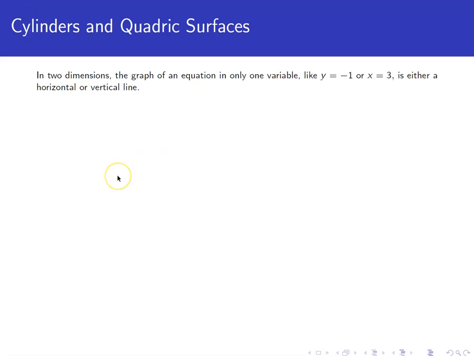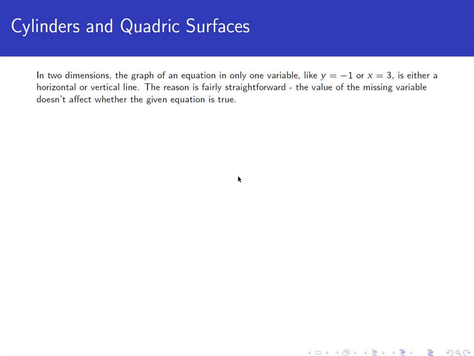In this video, we're going to introduce cylinders and quadric surfaces. Back when you studied graphing in 2 dimensions, you certainly investigated graphs of equations that have only one variable in them, like x equals 1, like y equals -1 or x equals 3. And these turn out to be either, in the first case, a vertical line, in the second case, a horizontal line, and the reason's pretty easy.